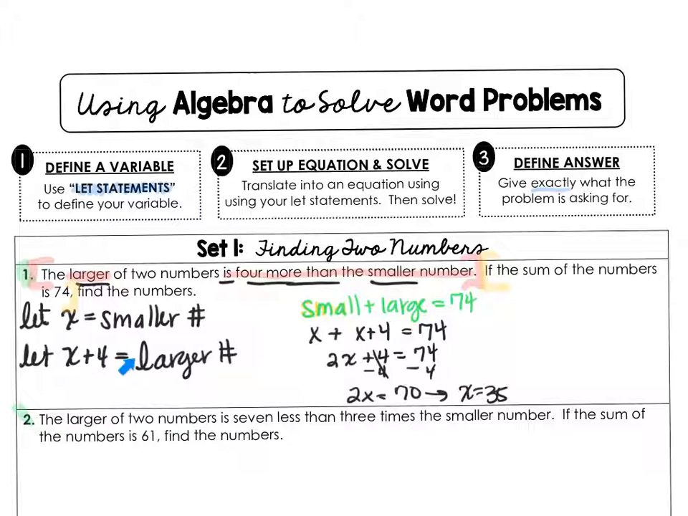Well, let's look back at our let statements. Since we just found that x is equal to 35, we found x, which means we found the smaller number. So the smaller number is 35, and the large number, which is x plus 4, is 39. We could obviously check our work by making sure that the smaller and the larger are 4 away from each other, and that the smaller plus the larger makes 74.